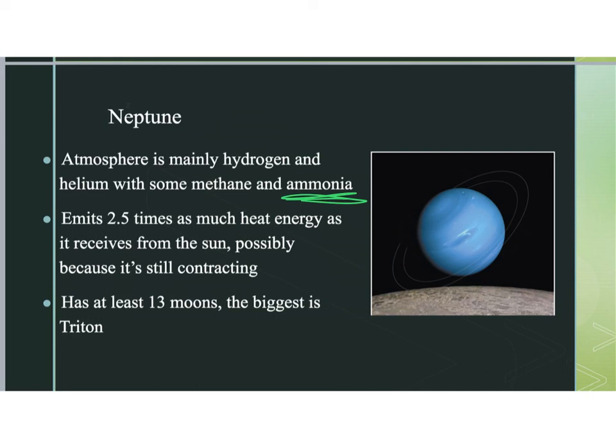And then a lot of moons as well, fewer than the other ones, has at least 13 moons. The biggest one is Triton. So that's a quick overview of the planets. Pluto's considered a Plutoid, so it doesn't quite count as a planet anymore. But these are the planets, 4 inner ones, 4 outer ones, their main characteristics.